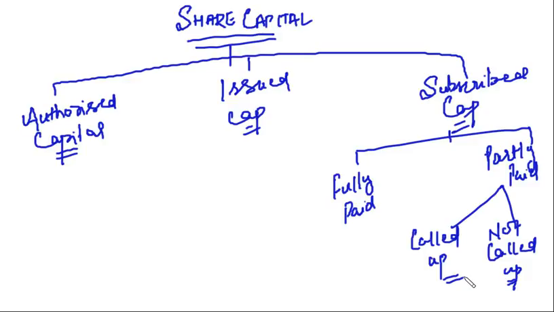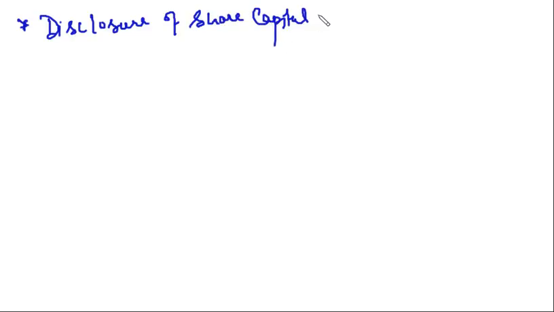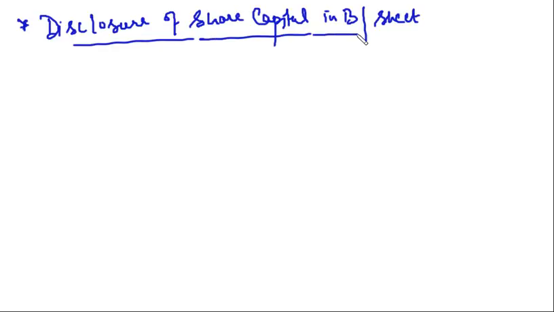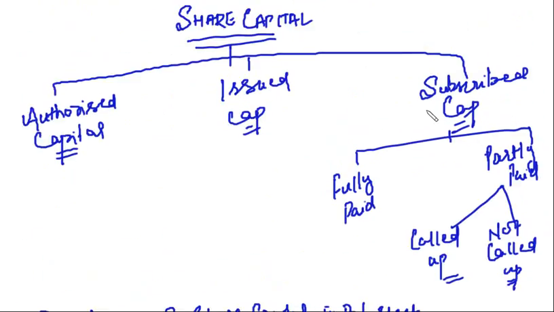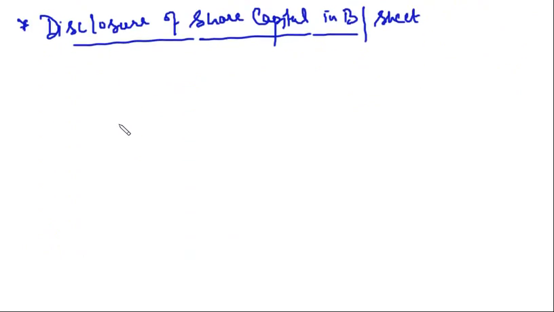Till now we have been discussing the theoretical aspect: what is shares, what is share capital, classifications and all. Now we are moving on to the actual practical part of share capital, that is disclosure of share capital in balance sheet. What is the share capital? It is these three parts: authorized, issued and subscribed. How we have to show these capitals in the balance sheet is the practical aspect that is very important from the accounting point of view.